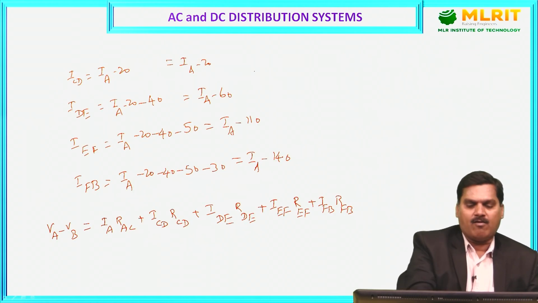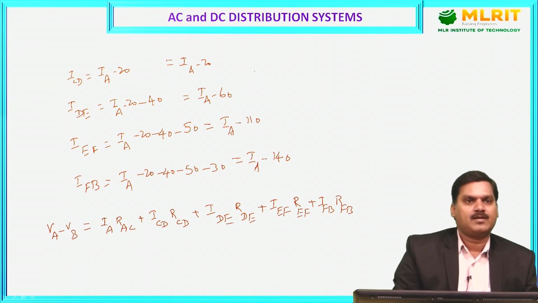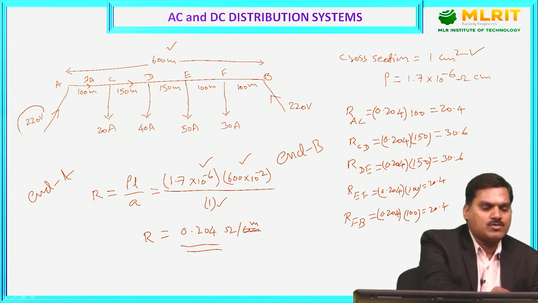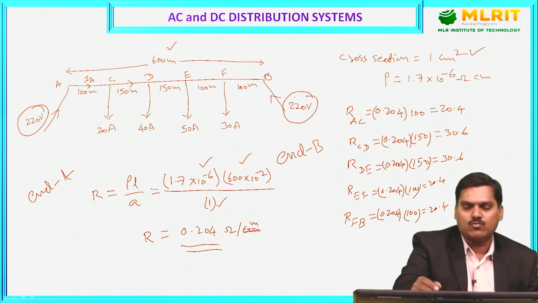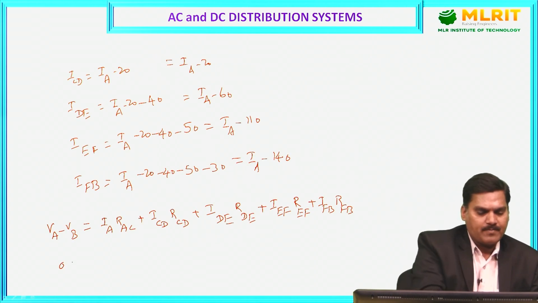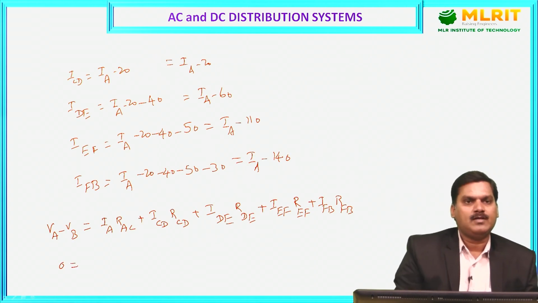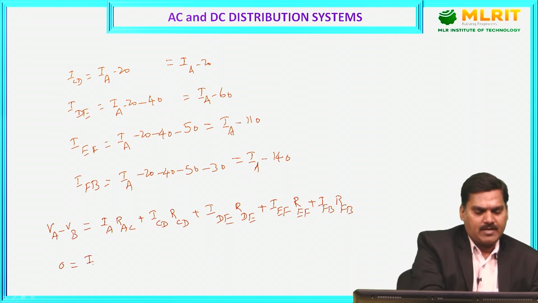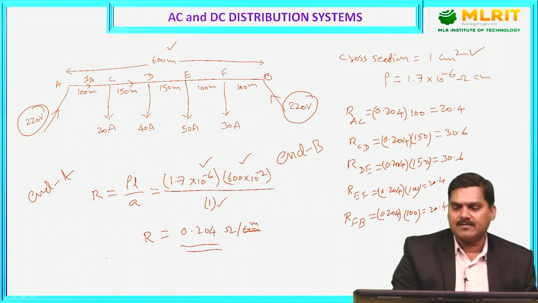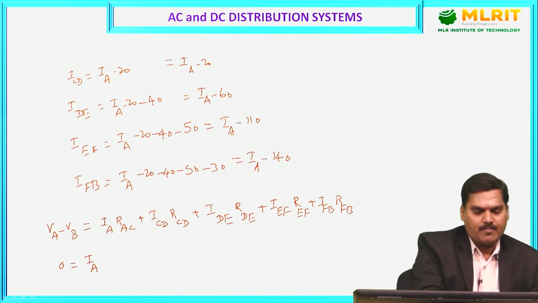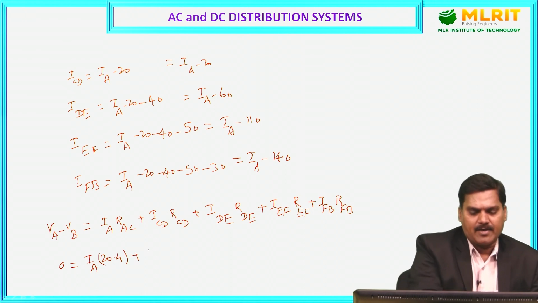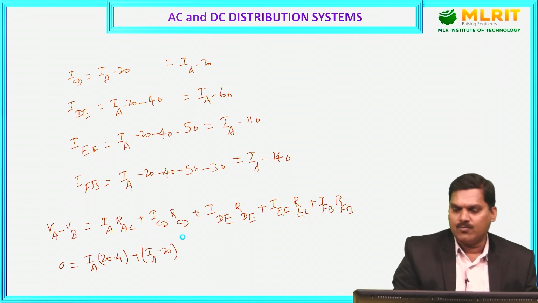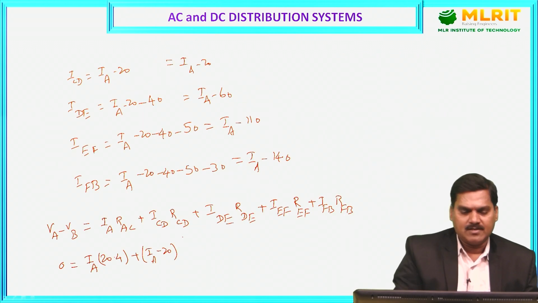So like that we have taken all the voltage drops throughout the distributor. If you see VA minus VB, VA is also feeding 220 volts and VB is also feeding 220 volts, so this value becomes 0. IA we don't know, we will keep it as it is. RAC we already calculated, that is 20.4, plus ICD, taken as IA minus 20, multiplied by RCD, which is 30.6.